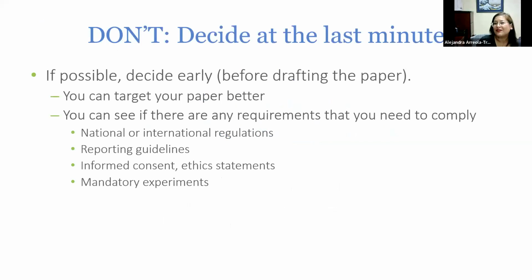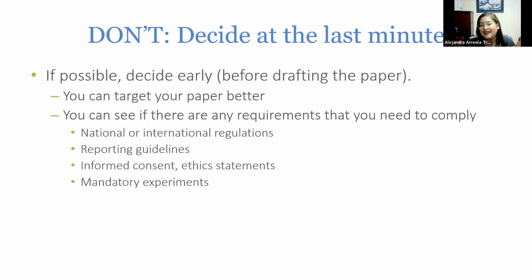But let's start with a big one. Don't decide at the last minute. This is something that I tell my students: whenever possible, decide early. And by early, I mean before you even begin to draft the paper, even better, before you start the project. The moment you're writing your grant or your application, when you're planning your research, this is the time when you should be thinking about where you would like to publish. Why?